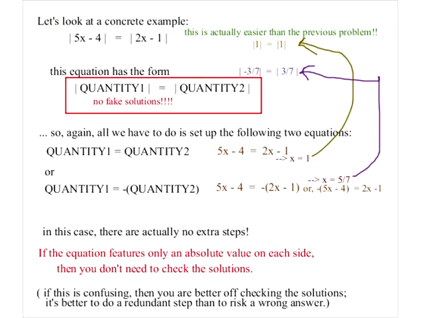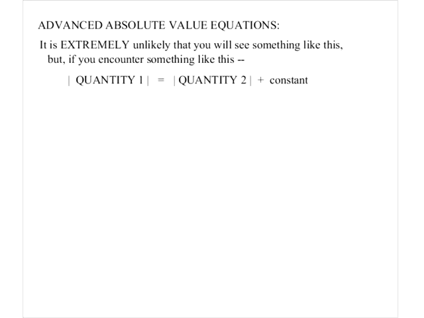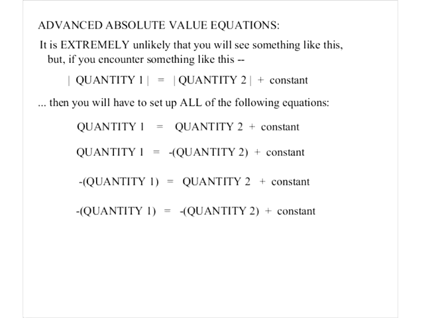Okay, so back to some other stuff about absolute values. This is going to be a 2-minute screen. If you get something like this, it's extremely unlikely that you would. But if you get something like that, then here's what you would have to do. You would actually have to set up all of the possible combinations of quantity 1 and quantity 2. Again, let me repeat my statement from before that this is extremely unlikely.